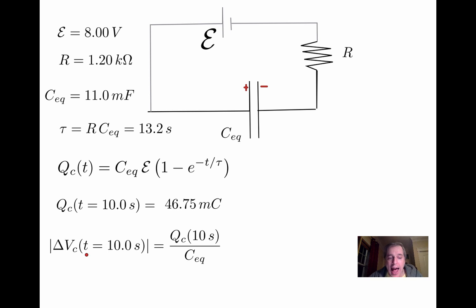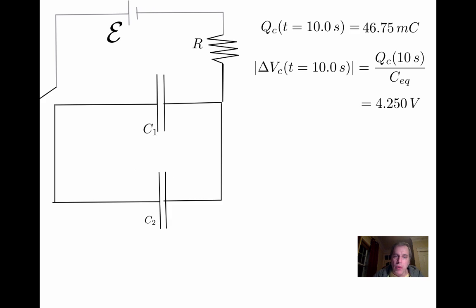Well, the voltage at any time on a capacitor is just equal to the charge on that capacitor at that time divided by the capacitance. So the voltage across C equivalent at 10 seconds is just the charge that we just found, divided by C equivalent. That gives us the voltage across this capacitor at 10 seconds, and it's 4.250 volts. Now that we have the voltage, we can undo our steps and go back to the original circuit.